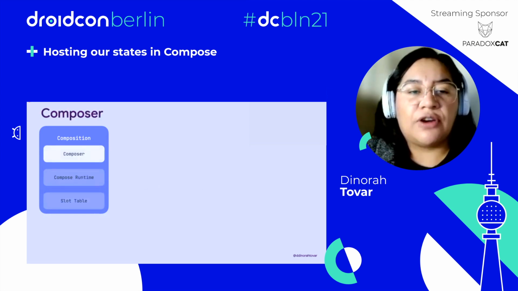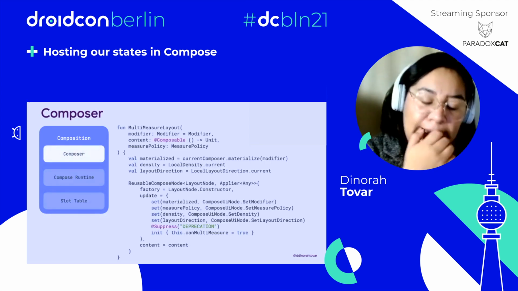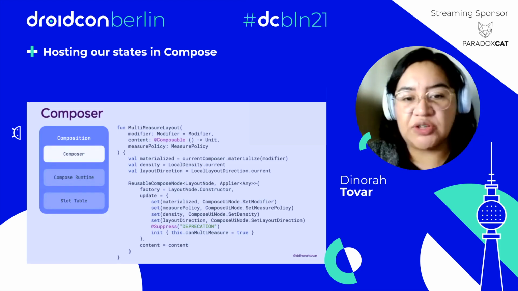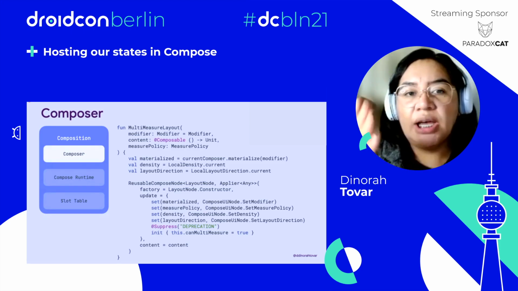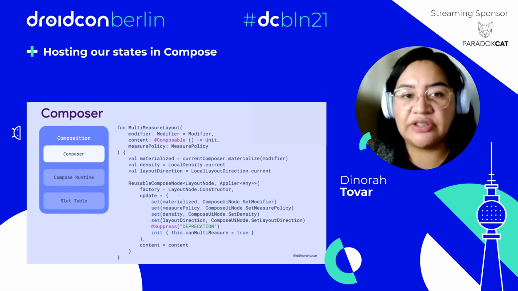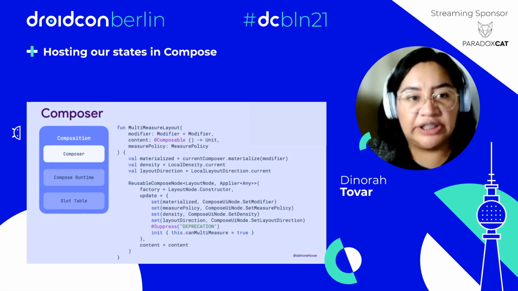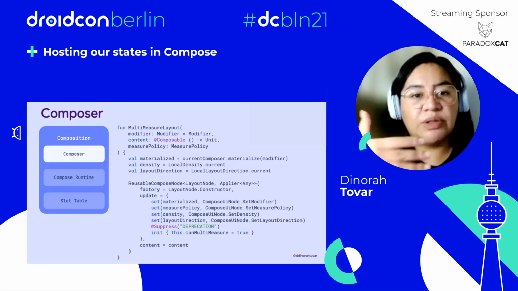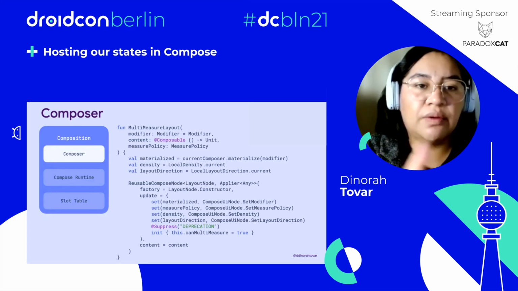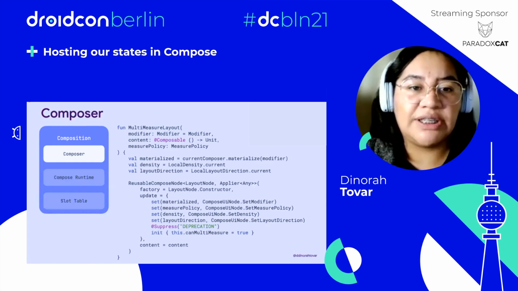For the part of the composer, I have a little example. I don't know if you have been using ConstraintLayout in Compose, but this little part is called inside. Multi-measure layout is a type of layout that is called in ConstraintLayout. This is the code inside of it. And if you go over this code, it's quite simple, right?